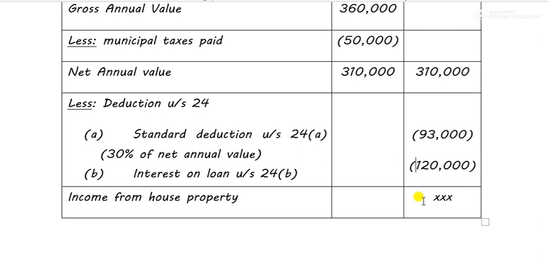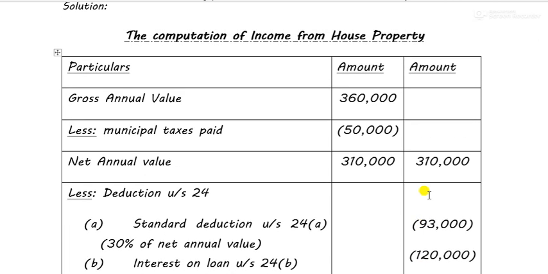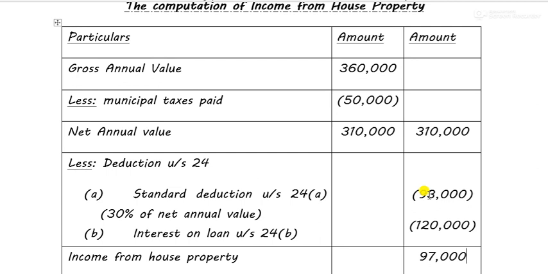3,10,000 minus 93,000 minus 1,20,000. So my income from house property is 97,000. Clear? Please copy these sums and I hope you have understood it.